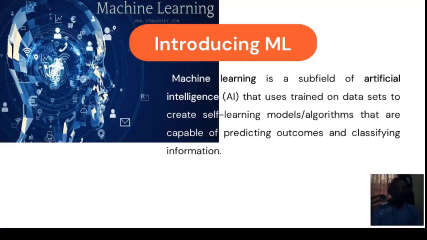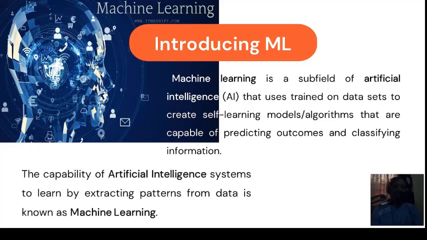Machine learning is a subfield of artificial intelligence that uses trained-on datasets to create self-learning models or algorithms that are capable of predicting outcomes and classifying information. The capability of AI systems to learn by extracting patterns from data is known as machine learning. In our next video, we'll be looking at various types of machine learning models. We'll start with Chat Generative Pre-trained Transformer, also known as ChatGPT.